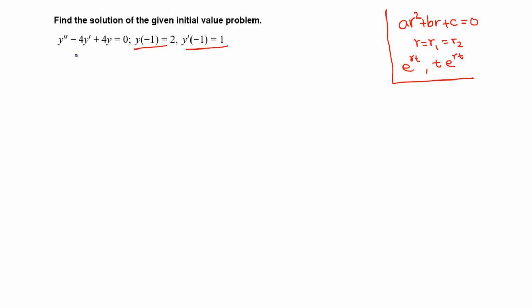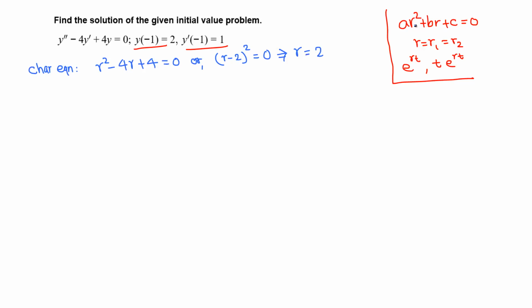We find the characteristic equation. So the characteristic equation is 1r squared minus 4r plus 4 equals 0. Let's solve for r. Looks like this factors as (r minus 2) quantity squared equals 0, and that implies r is 2. This is 2 with multiplicity of 2, so repeated roots.